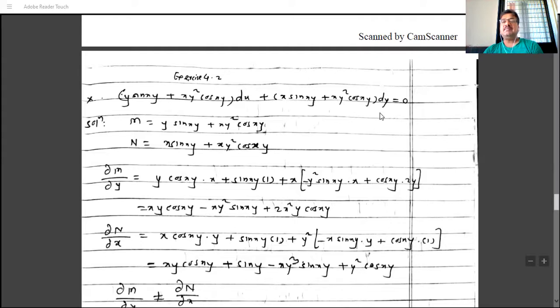So the next type is a differential equation reducible to an exact differential equation. So we will see the integrating factor and that type, and the definition of the integrating factor, in the next lecture.